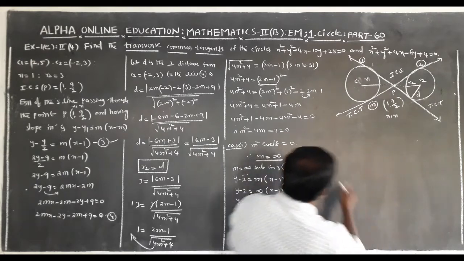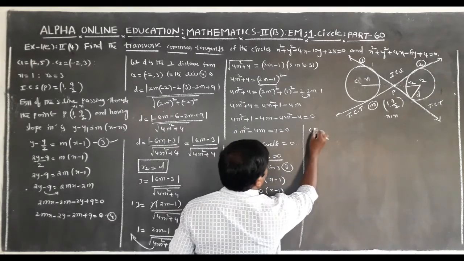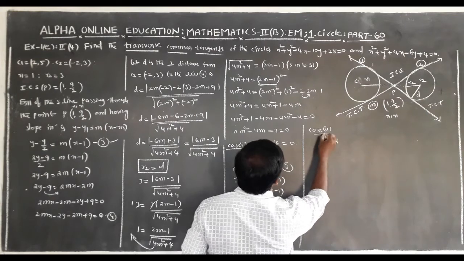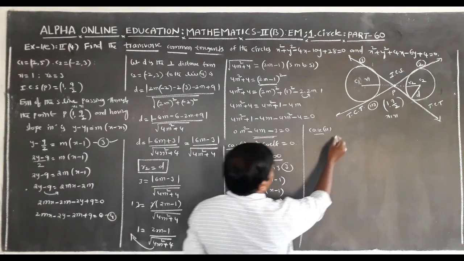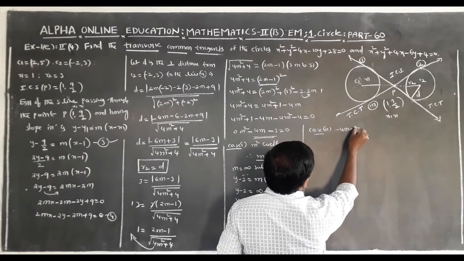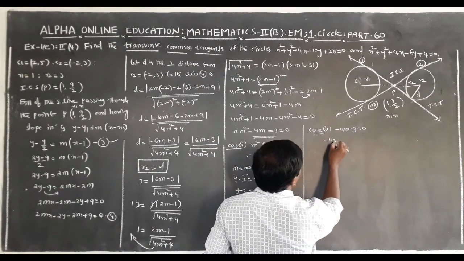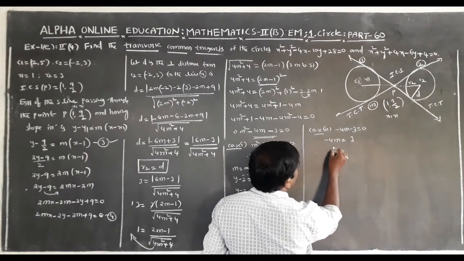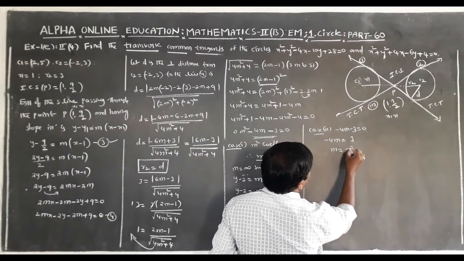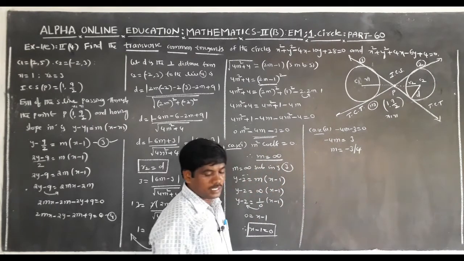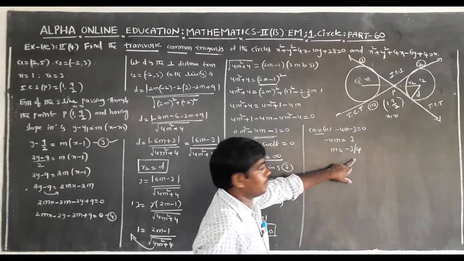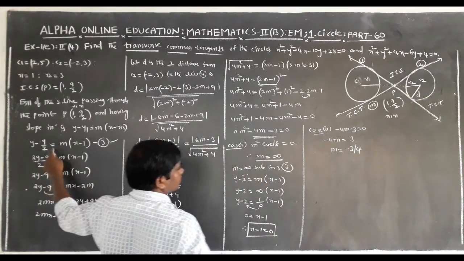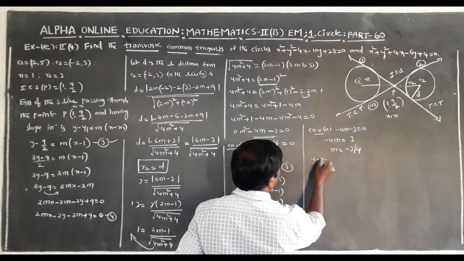Second case. Case 2: minus 4m minus 3 is equal to 0. Minus 4m is equal to 3. M is equal to minus 3 by 4.